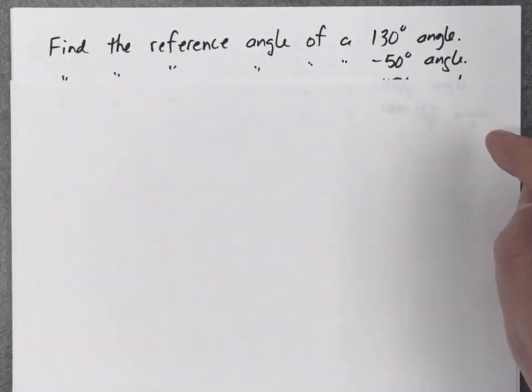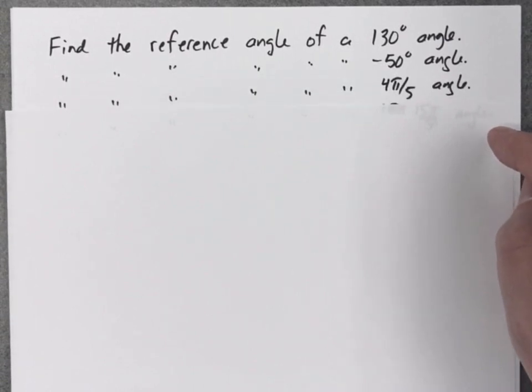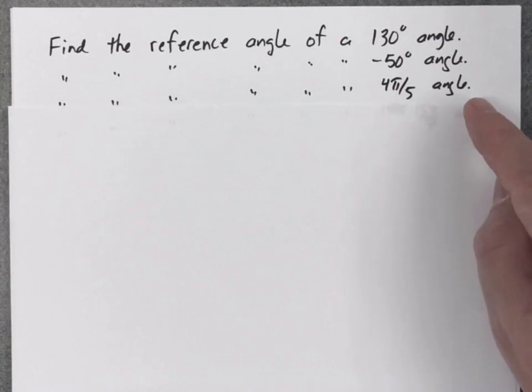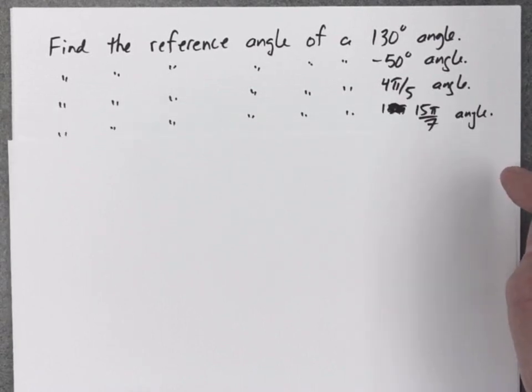Or find the reference angle of a negative 50-degree angle. Or find the reference angle of a 4 pi over 5 angle. Or finally, find the reference angle of a 15 pi over 7 angle.